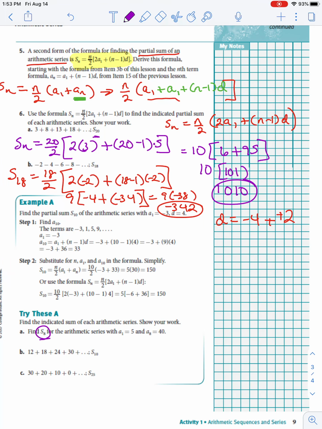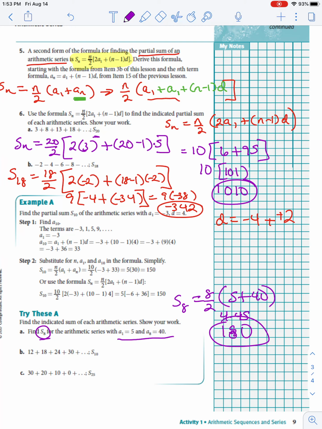So if we do the try these A, they want S sub 8, and they've given us A sub 1 and A sub 8. Perfect situation. So we'll use S sub 8 equals 8 over 2, and we need first term 5, last term 40. Add them up, we get 45 times 4, so 4 times 45, and we get 90. Oops, I'm sorry, we get 180. That was the easy fix. Okay, we get 180 for the sum of the first 8 terms.